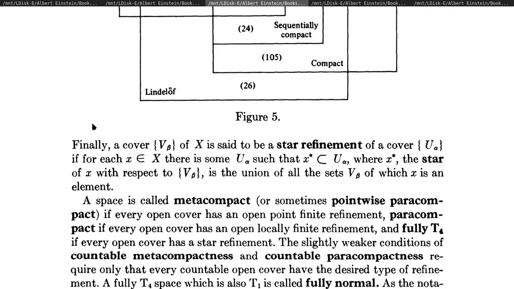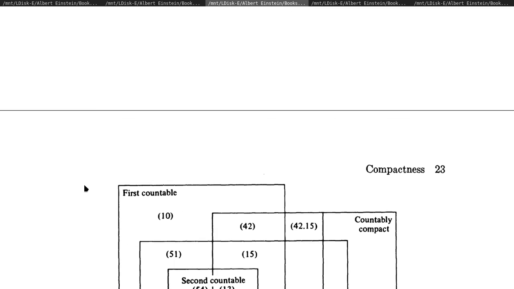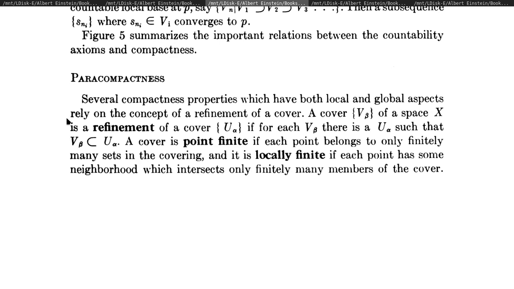There are other kinds of refinement. For example, a cover is said to be a star refinement of a cover if for each point in the space there is some U alpha such that the star of x is in U alpha, where the star of x with respect to this family is the union of all the sets V beta of which x is an element. So essentially, we don't need the star refinement thing. We're fine with just refinement.